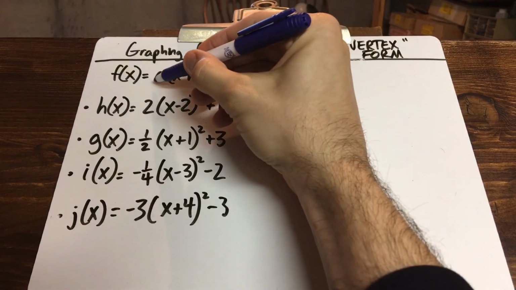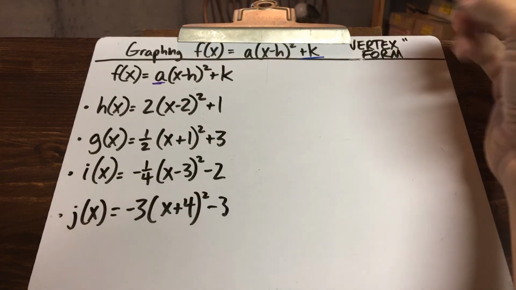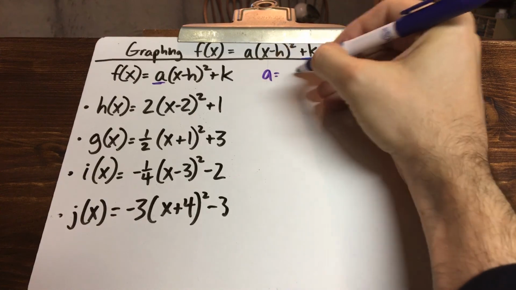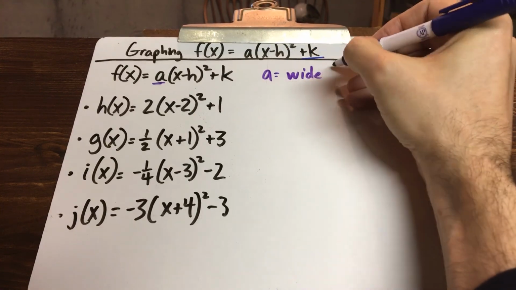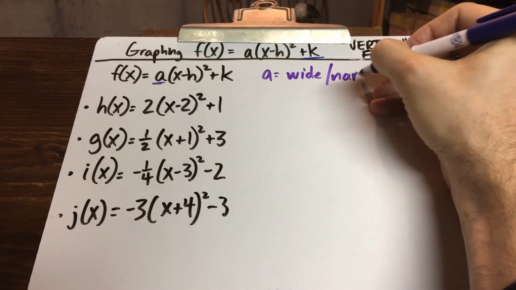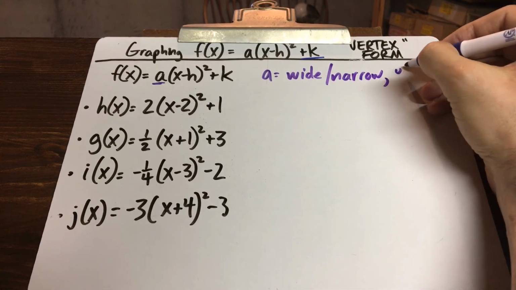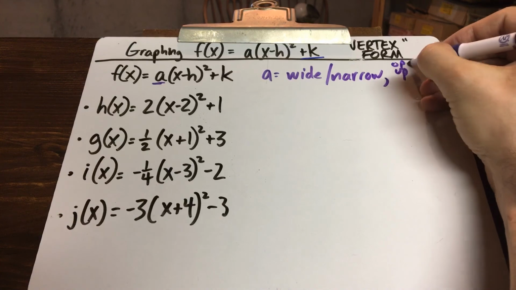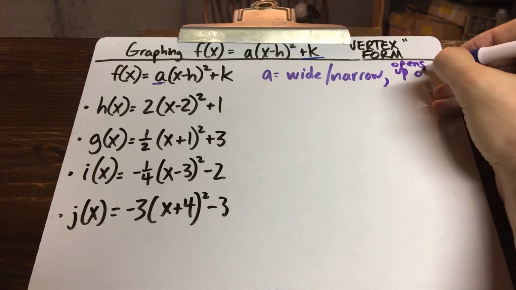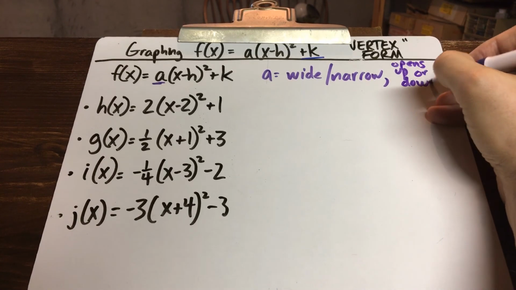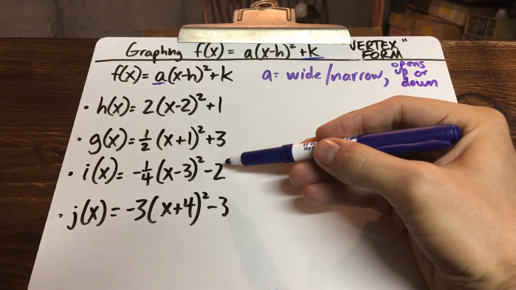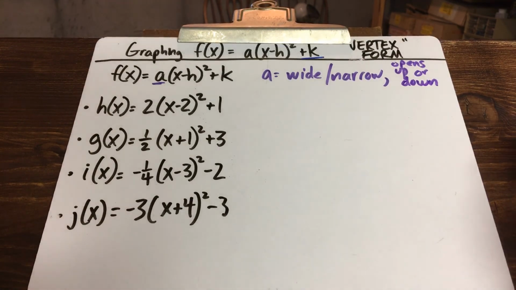Okay, we know that the letter A adjusts how wide or narrow it is. You look at the letter A to tell you if it's wide or if it's narrow. You also look at the letter A to tell you if it opens up or down. If the letter A is positive, it opens up. If the letter A is negative, it opens down. For example, this one right here is going to open down. This one right here is going to open down. That's what the letter A tells you.